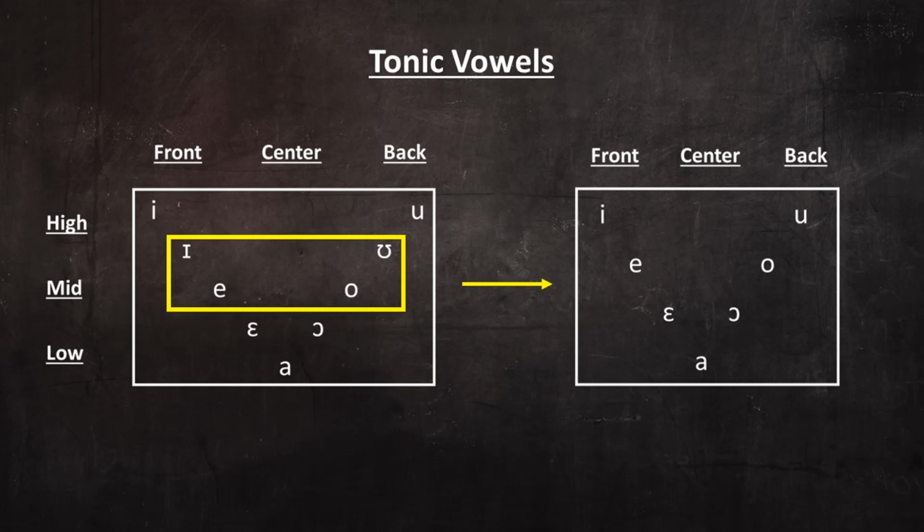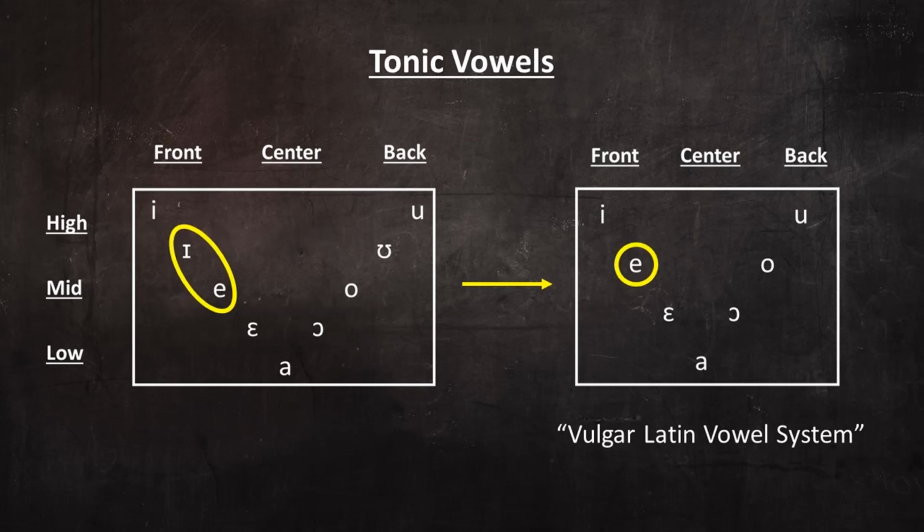This 7-tonic vowel system, commonly referred to as the Vulgar Latin vowel system, was used across the Latin-speaking world, including Spain. Alright, so short I and long E combined to give closed E, while short U and long O merged into closed O. As you can imagine, this led to a degree of spelling confusion among ordinary Roman citizens who wrote phonetically and were not educated in classical Latin.